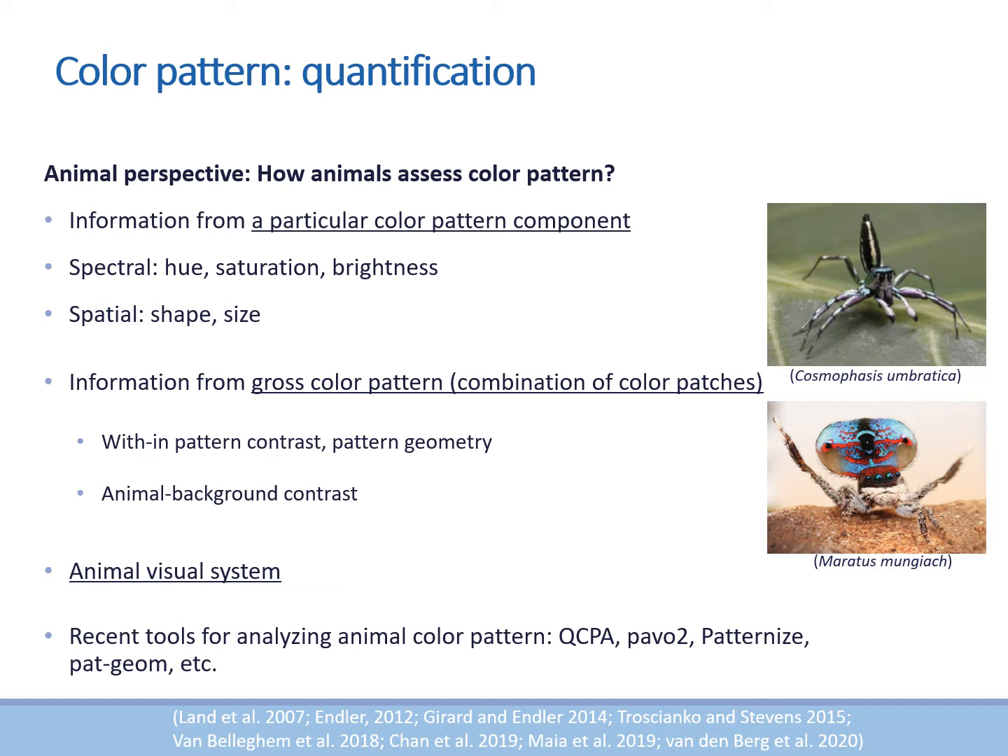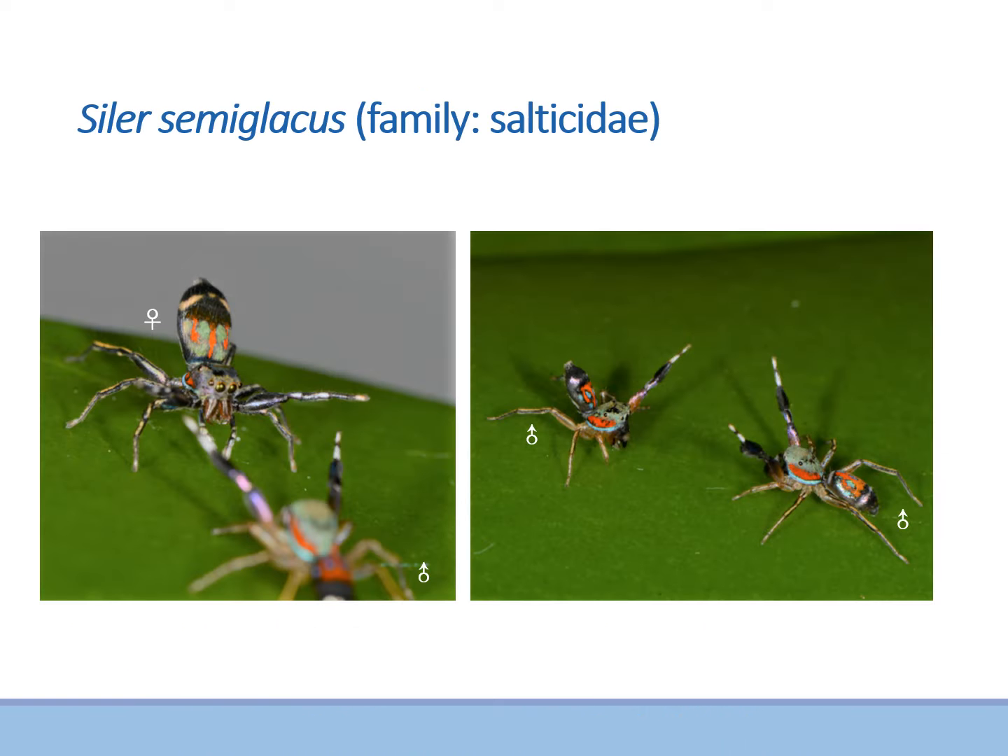Information may be conveyed through within-pattern contrast and pattern geometry, and when taking background into consideration, the animal-background contrast may also be assessed. Besides, information regarding the animal visual system, such as spectral sensitivity and spatial acuity, is also necessary. Luckily, now we have many recent tools for analyzing animal color pattern, such as QCPA, Pavo, Patternize, PatternGeom, and so on. So here I would like to introduce the study object of our work, which is Siler semiglaucus.